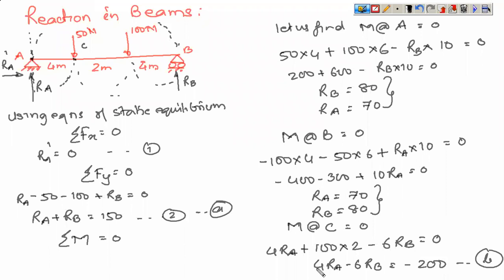If you put down these values, 4 into 70 is 280 minus 6 into RB. 6 into RB is 480. So 280 minus 480, you get minus 200. So this is verified. So one thing is clear that you can take moment about any point and calculate the unknowns or reactions, whatever it is required.